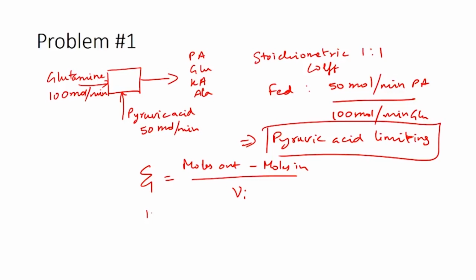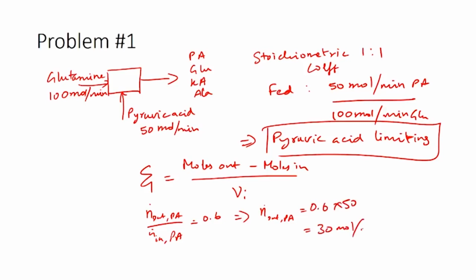We have been given that the moles of pyruvic acid leaving divided by moles of pyruvic acid entering is equal to 0.6. We already know the moles of pyruvic acid entering, which is 50 moles. So, the number of moles of pyruvic acid which is leaving the system as unreacted pyruvic acid would be 0.6 times 50, which equals 30 moles per minute. So, 30 moles of pyruvic acid is leaving the system per minute.